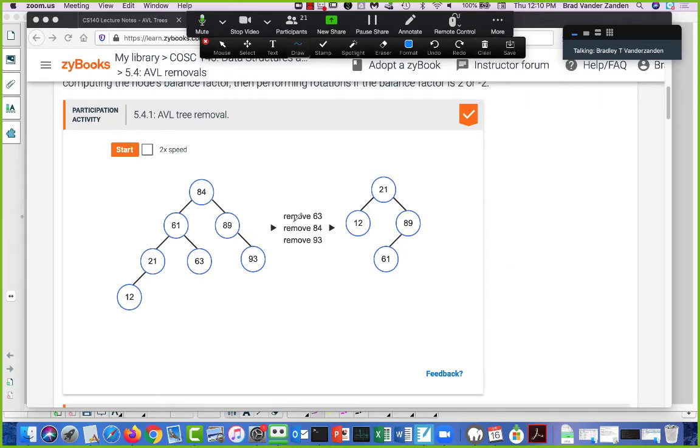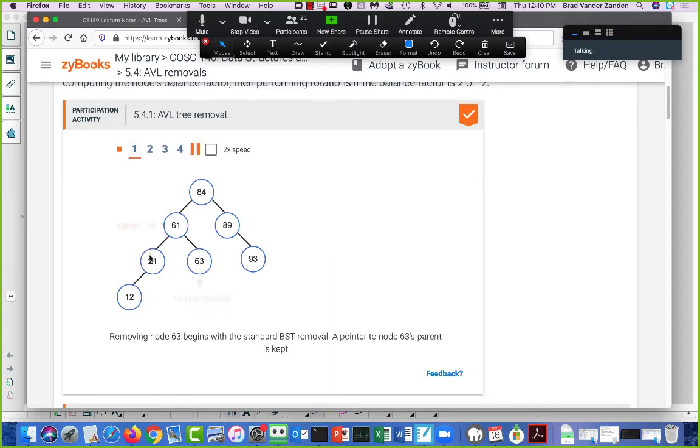So here we're going to start by first removing 63. Then we're going to remove 84, and then we'll remove 93. Okay, so we delete 63, and as you can see, the tree is now imbalanced. In fact, it's imbalanced right at the point where the deletion occurred, at the parent.